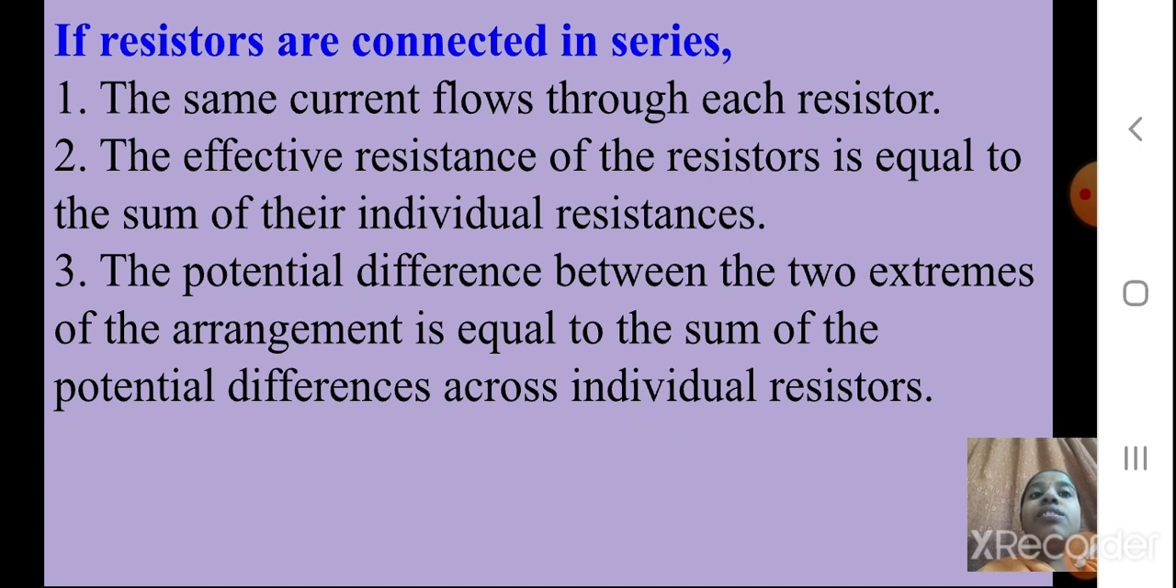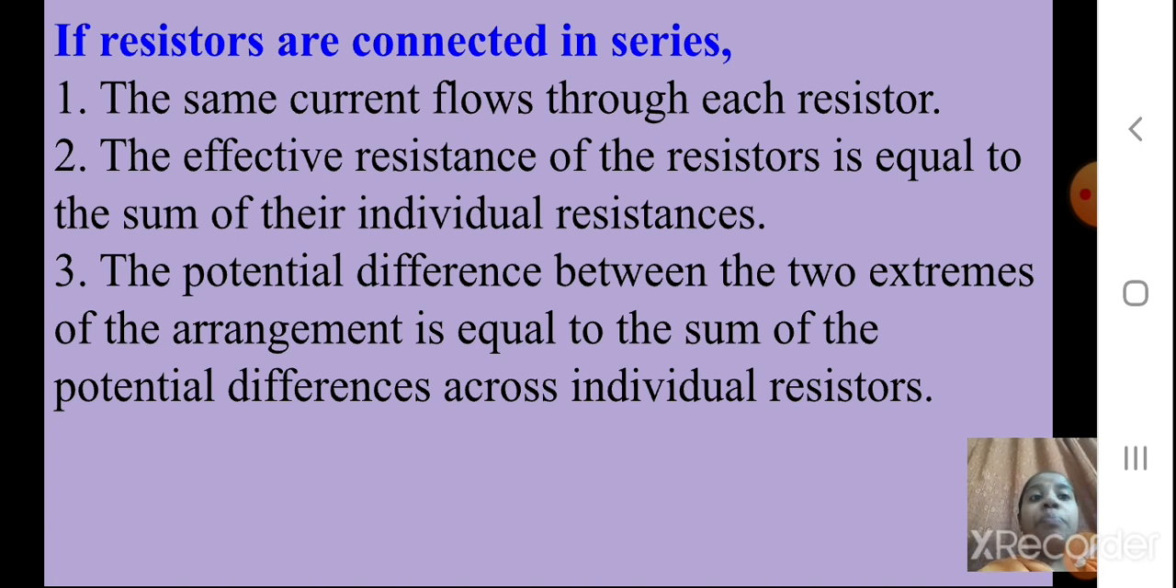If resistors are connected in series, the first point you will remember is that the same current flows through each resistor. We have seen I remains a constant value. The effective resistance, that is RS, of the resistors is equal to the sum of their individual resistances, R1 plus R2 plus R3 and so on. So it is equal to the sum of the individual resistances.